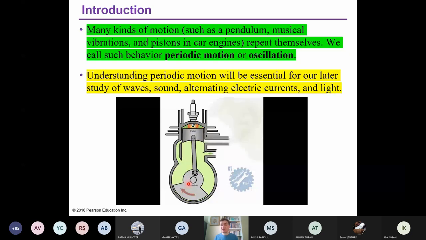So this kind of motion has many applications in industry, in real life. So it is a very important topic, but the basics of this motion are very simple. You can easily understand. In addition to that, for the forthcoming chapters, for example, when we are dealing with waves, mechanical waves or sound waves, or when we are dealing with alternating electric currents or light, we will use periodic motion information, which we will learn today. So now let me describe what is periodic motion.